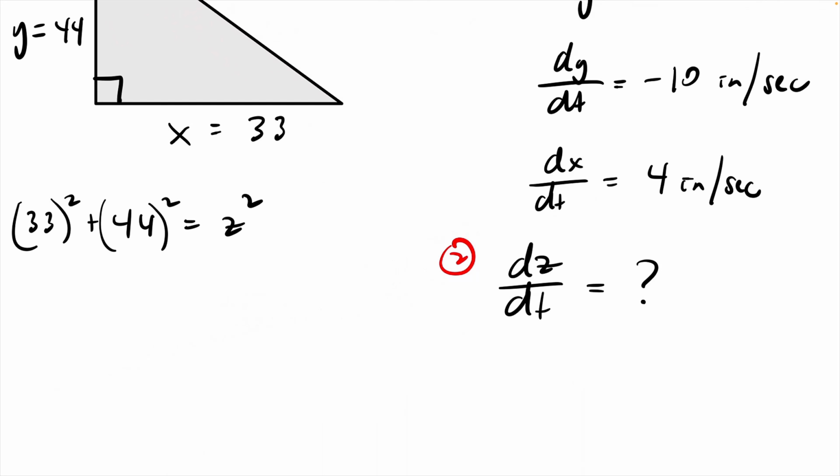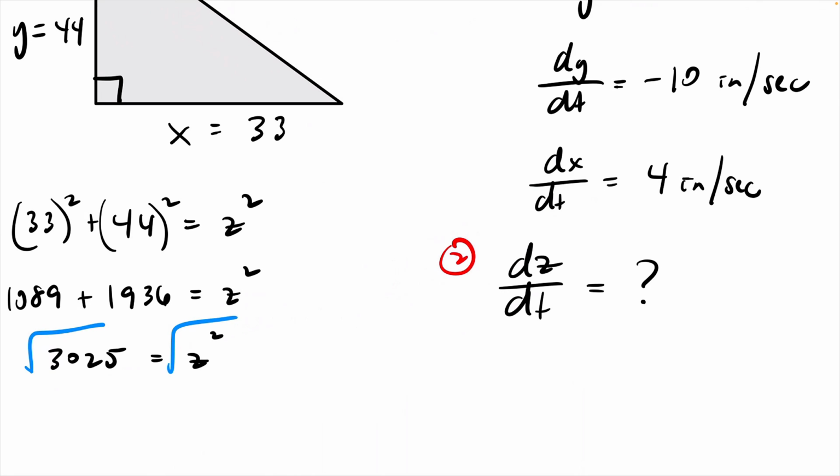33 squared is 1,089. 44 squared is 1,936. Add those two up, you get 3,025. How do I solve for z? Square root both sides. The square root of 3,025 is actually 55.